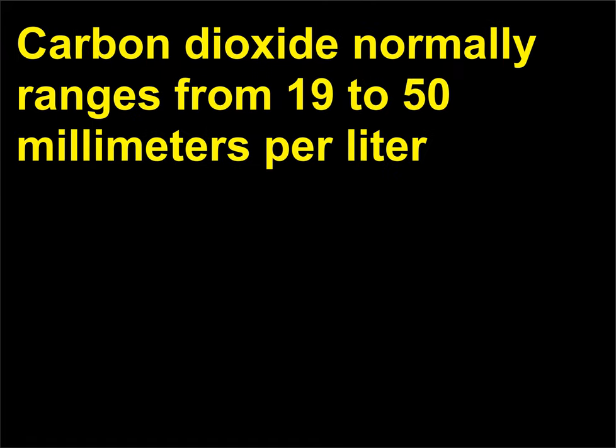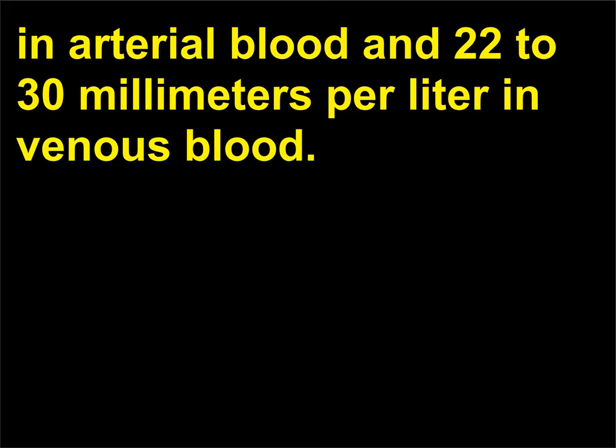Carbon dioxide normally ranges from 19 to 50 millimoles per liter in arterial blood and 22 to 30 millimoles per liter in venous blood.